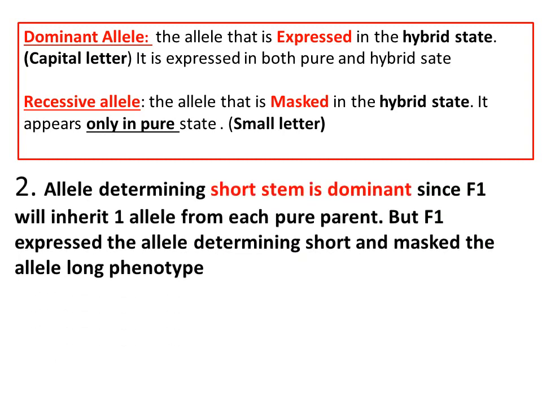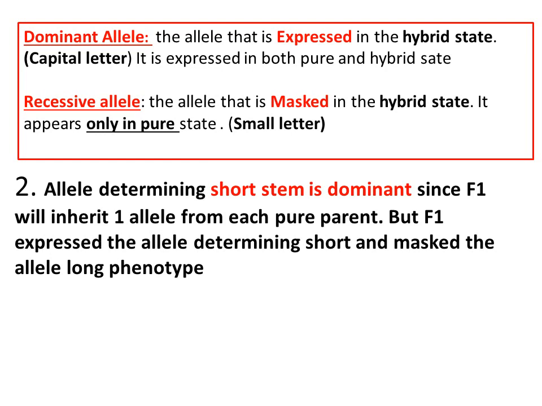So I go back to the given. I had a pure parent with a short stem, another pure parent with a long stem, and all the F1 were short. As said before, the children, or F1, will inherit one allele short from this parent and one allele long from this parent. However, they expressed only the short. The long was found on the chromosomes, but it was not expressed as a phenotype.